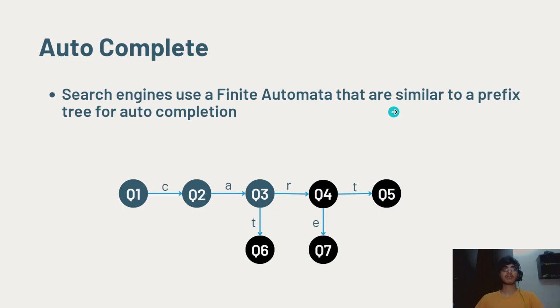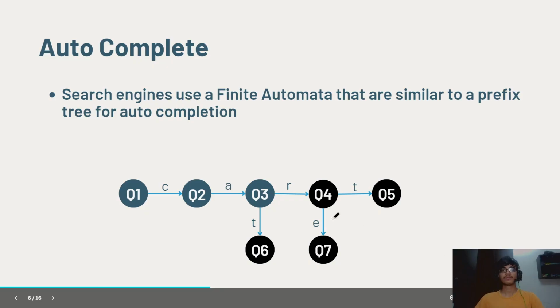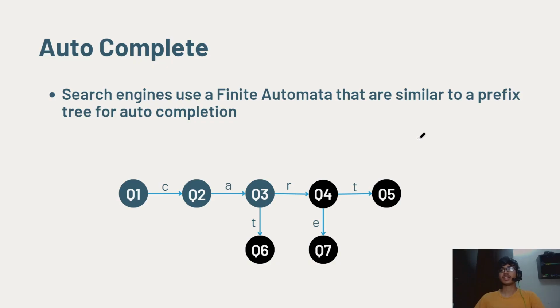So the next crucial component of search engines is autocomplete. Autocomplete is really a quality of life feature. It's a recommendation of completion of the word or the sentence of the query. Suppose I want to input care. That's what I want to input. So I'll get started. So I'll be at Q1.